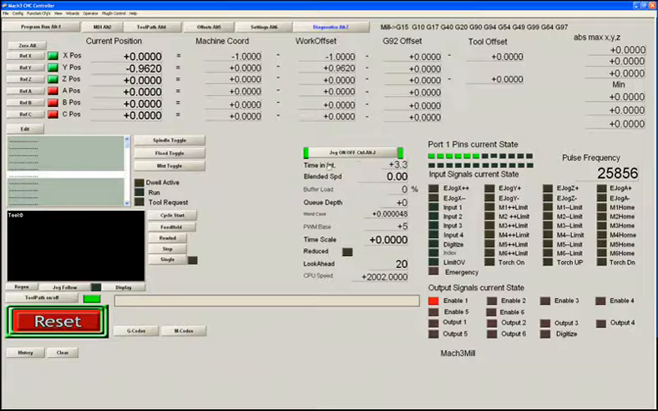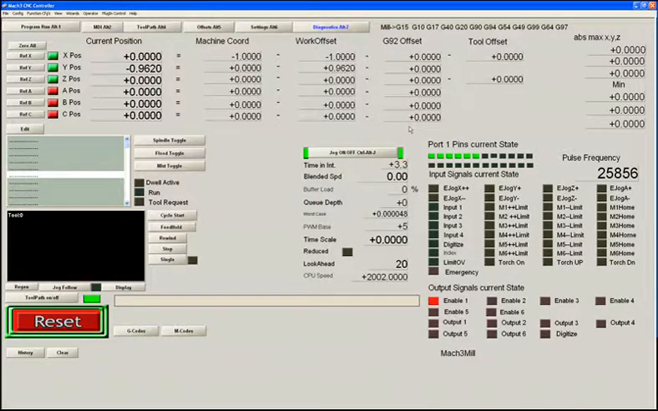Time in interrupt is another indicator. This is the number of microseconds the system spends each of its 25,856 interrupts per second. So 25,856 times a second, the system spends 3.3 microseconds approximately dealing with your system inputs and outputs and handling your stepping. That's a fairly good number and indicates a fairly low load on the system.